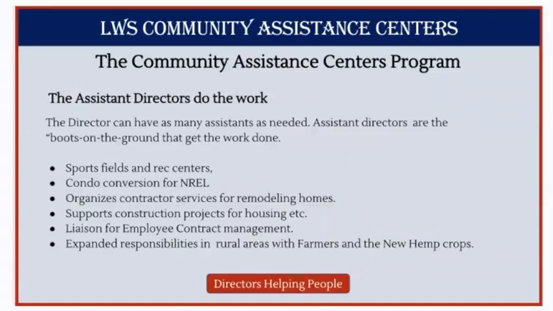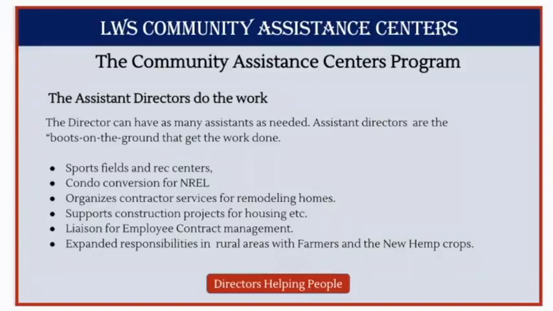The assistant directors do the work. So you have the director who is responsible for the community, and he gets as many assistant directors as he needs to fulfill what is conceived to be his responsibilities to that community. So the assistant directors do the work. The director can have many assistants as needed. Assistant directors are the boots on the ground that get the work done.